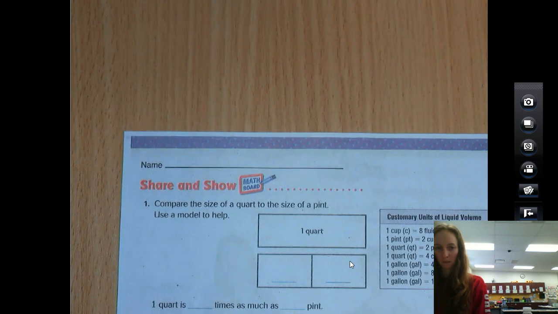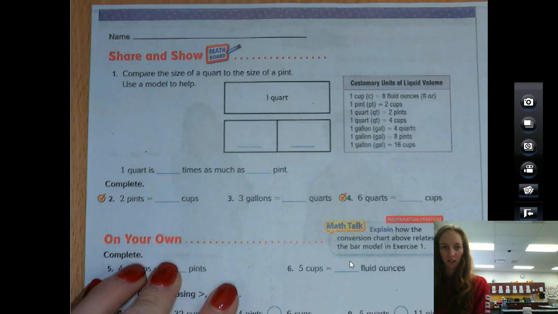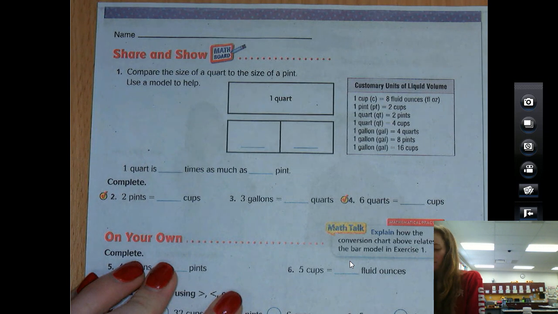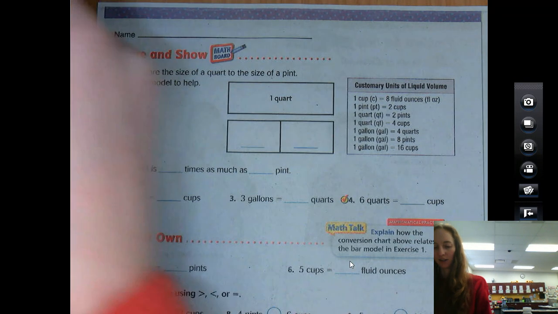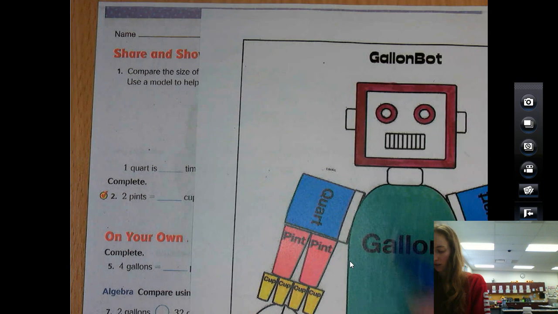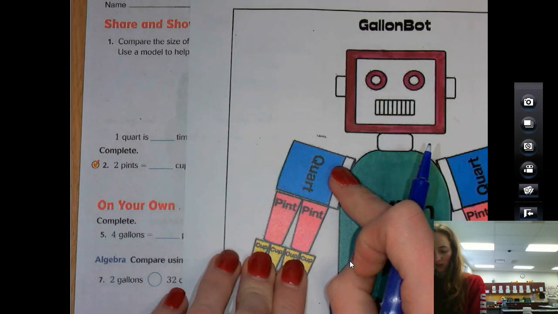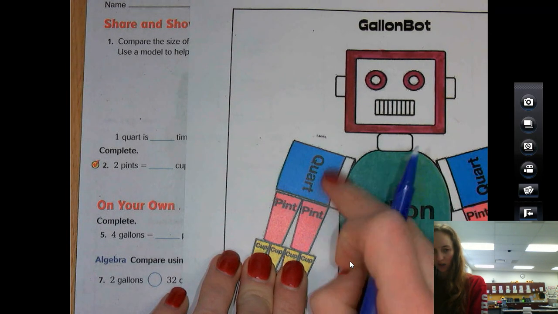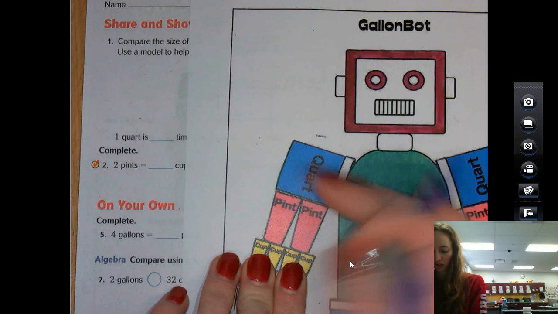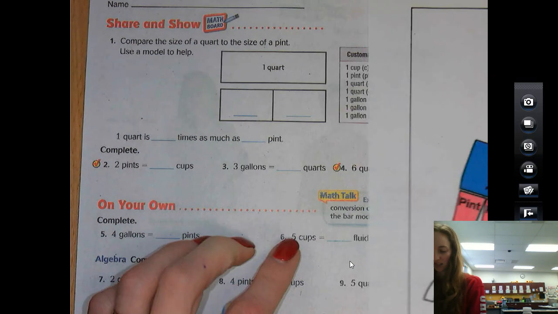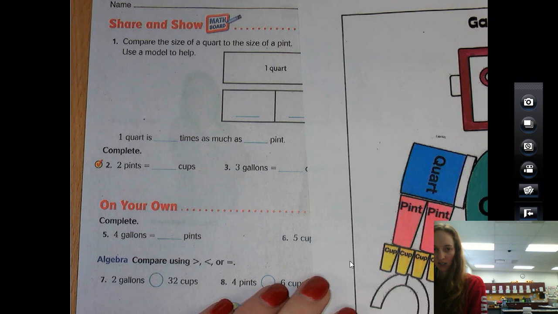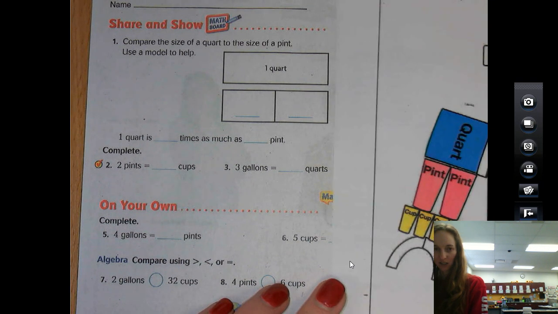Okay, share and show. Compare the size of a quart to the size of a pint. All right, let's check out Gallon Man. Size of a quart to the size of a pint. So in this quart, I can slide these 2 pints up here. So 1 quart equals 2 pints. Okay, I can let this guy sit right there, can't I? Right there. We can still see him.